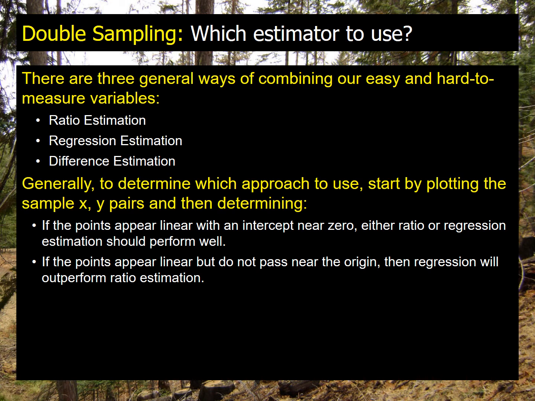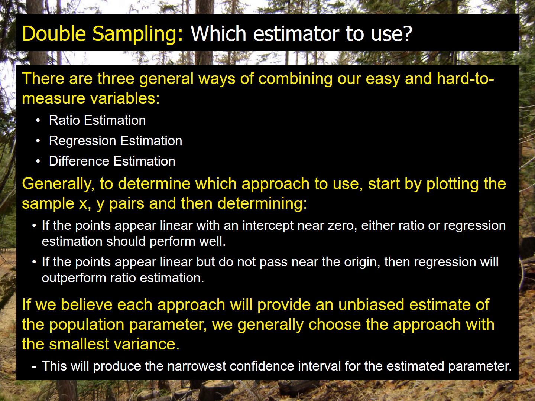In order to figure out which approach to use, we generally start by plotting the sample XY data pairs and then determining if the points appear linear with an intercept near 0, which would indicate that either ratio or regression estimation should perform well. And if the points appear linear but do not pass near the origin, then regression will outperform ratio estimation.